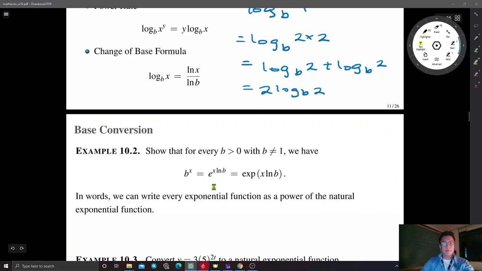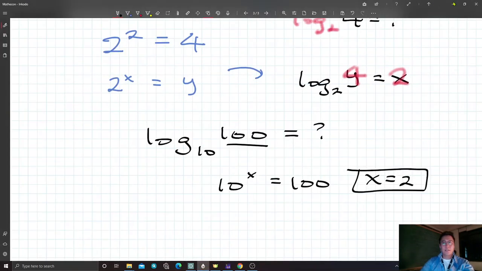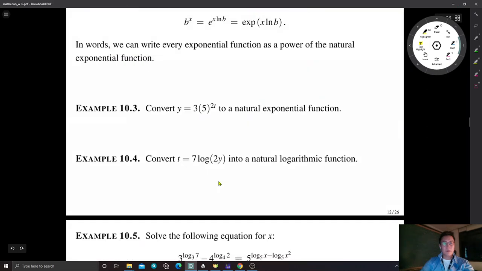So let me do one example here. We want to convert this number t that is given by 7 times log of 2y. The base is not specified, which means the base is 10. And we want to convert this quantity into a natural logarithmic function.